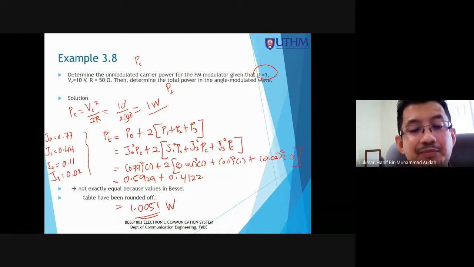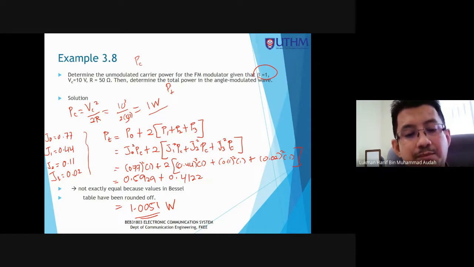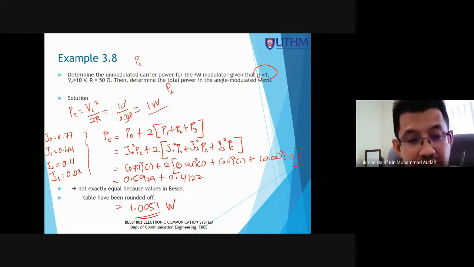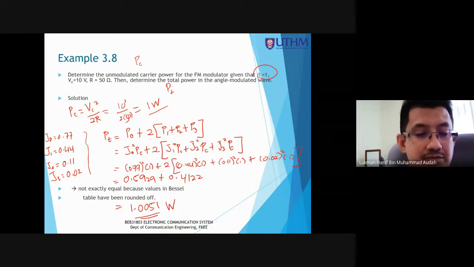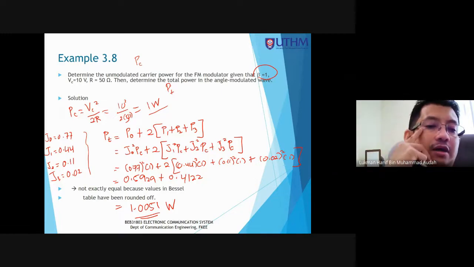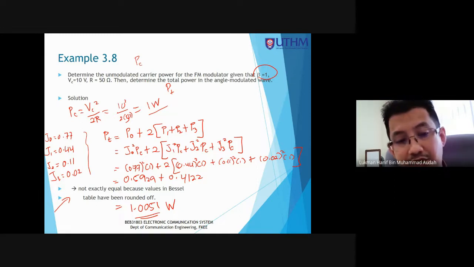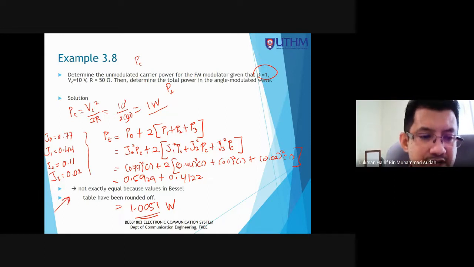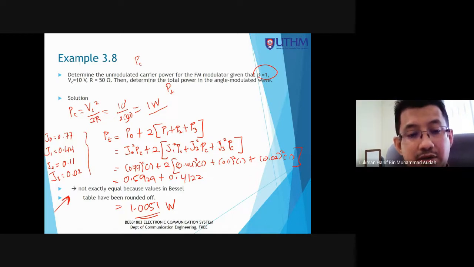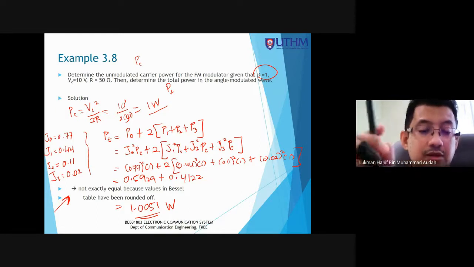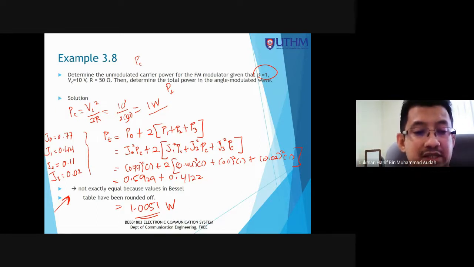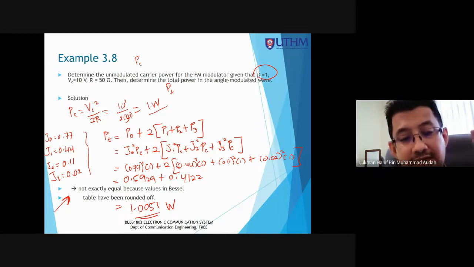So this example actually shows you the difference between PC and PT if you are using the table in the notes. That's why the statement is not exactly equal, because the values in the Bessel table have been rounded off. Why is there a slight difference? Because the Bessel table in the notes has been rounded off. Even though it is rounded off, it is not a problem because the difference is very small.